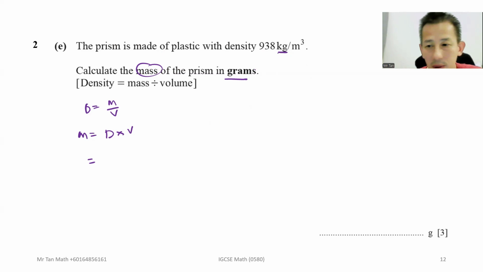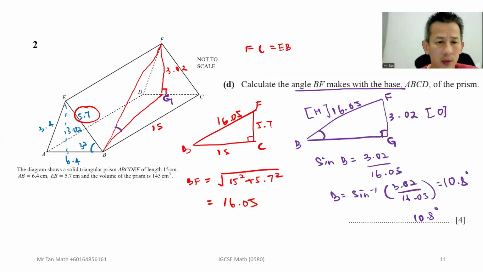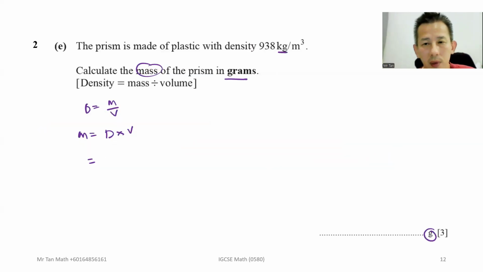We have the answer in grams, so take note of the unit here. First, we just calculate volume. We have the volume 145 cm cube. Volume is equal to 145 cm cube.